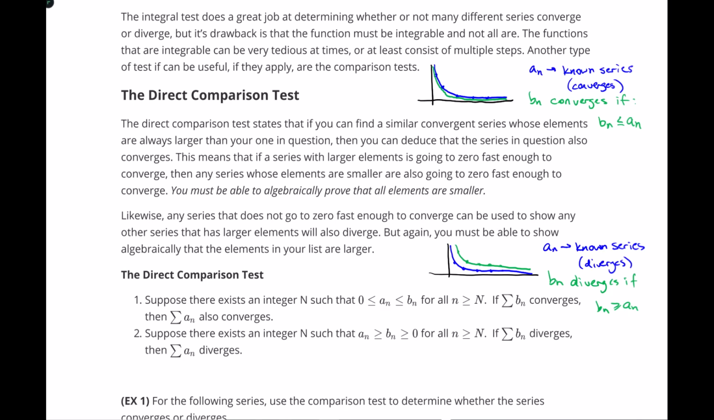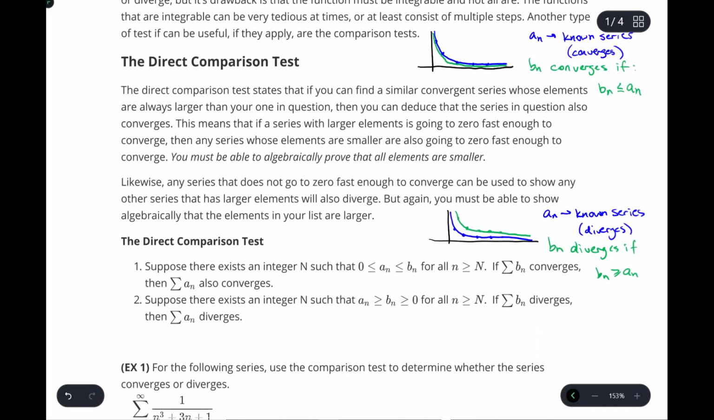I just tend to draw little sketches off to the side and remind myself, all right, so if I have the known series, are the elements of the unknown series larger or smaller, and would that tell me if it can converge or diverge? So let me walk you through some examples and show you what I mean here.